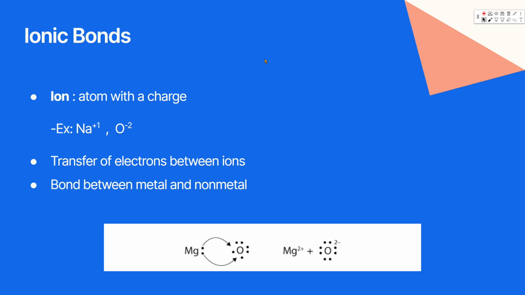Specifically, an ion is an atom with a positive or a negative charge. For example, you have a sodium ion with a positive 1 charge and an oxygen ion with a -2 charge. Ionic bonds result from a transfer of electrons between ions so that they can become stable. This is typically between a metal and a nonmetal. You can see here that when a magnesium atom gives up its two valence electrons to oxygen, they both become ions with charges.